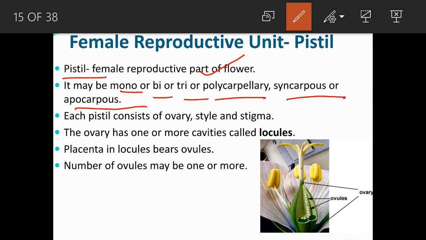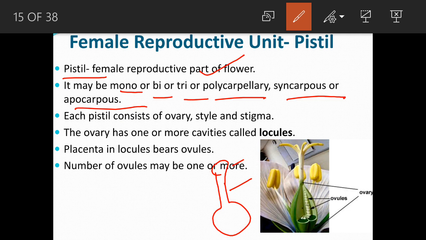Each pistil consists of ovary, style and stigma, whereas the stigma is the landing platform for the pollen grains, and the style raises the pistil to increase the chances of pollination.